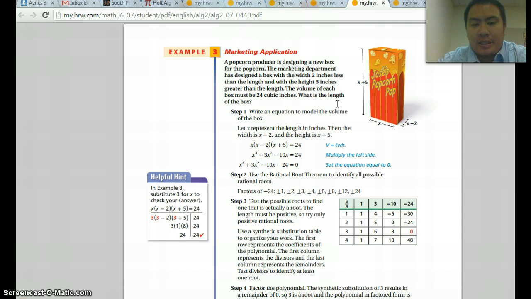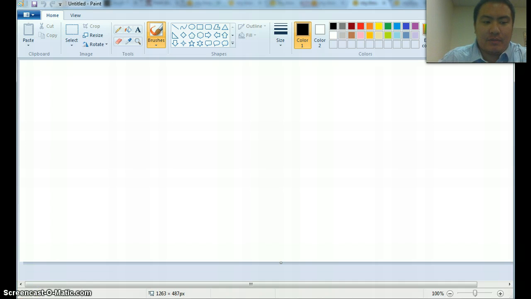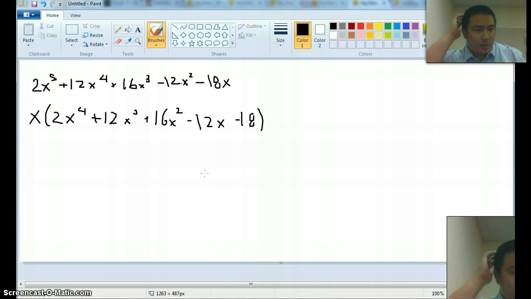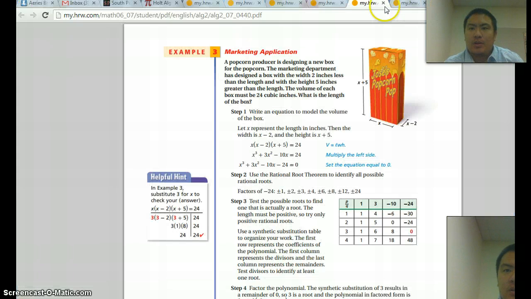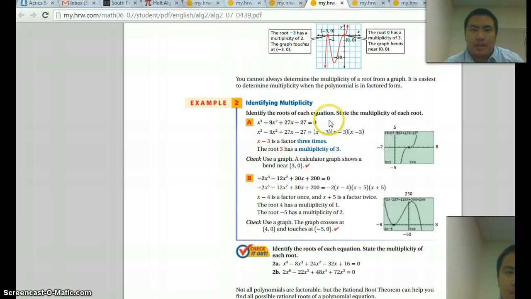Okay, so it's always broken down like this. So for example, the previous problem that we had, and I'll write it back up. Okay, so I wrote it back up, and this is what I did. I took the x out, and that's going to help us a lot. So essentially what the rational roots theorem says is this. I'm going to pull it up right here.